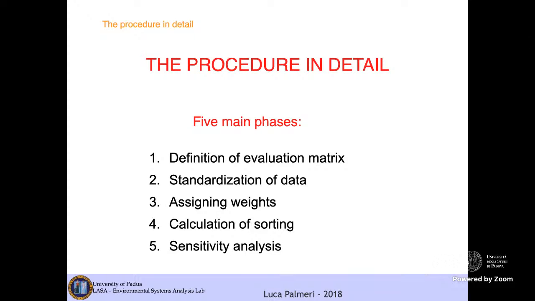The last step in the building of a multi-criteria model is that of conducting sensitivity analysis. Sensitivity analysis tries to evaluate which are the most relevant aspects of a procedure in terms of changing the results, so changing the sorting of the alternatives. So you will do sensitivity analysis on weights or on the formalization of the criteria, on the standardization, or the choice of the criteria, and so on.